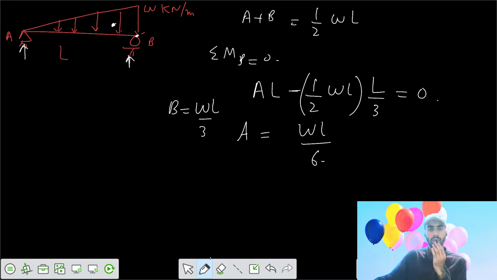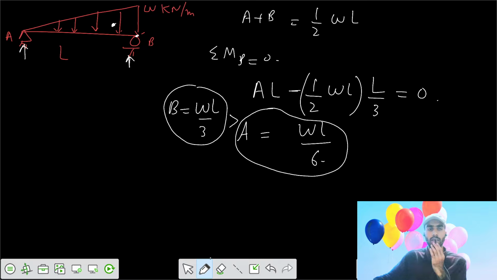This means that the value of B is greater than the value of A. See, the more close the intensity is towards one support, that support will get more reaction. The more amount of load is towards support B, so your support B reacts more than support A.